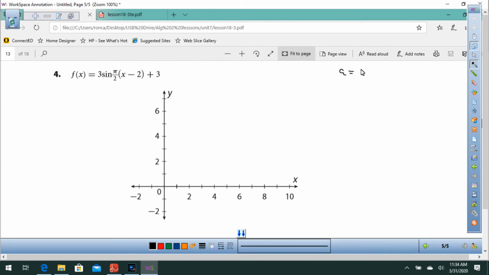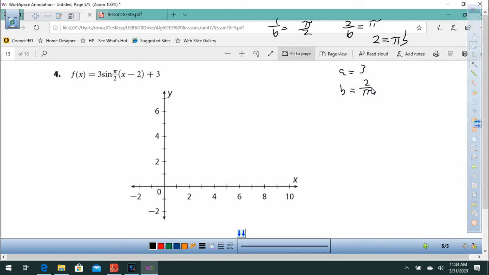A equals 3. B equals, oh, we got 1 over B equals pi over 2. Well, that's going to multiply both sides by 2, and you got 2 over B equals pi. Multiply both sides by B, and you got 2 equals pi B. And then divide both sides by 2, and you've got 2 over pi. So B equals 2 over pi.